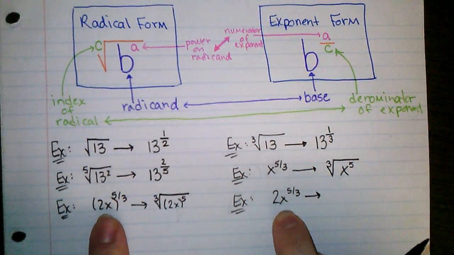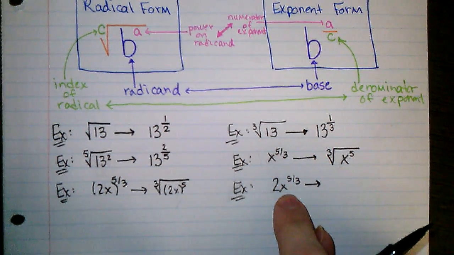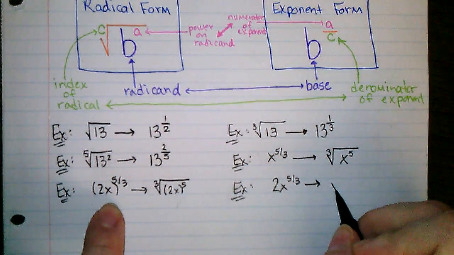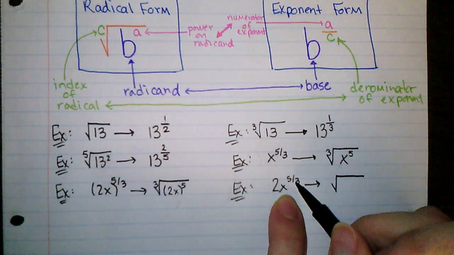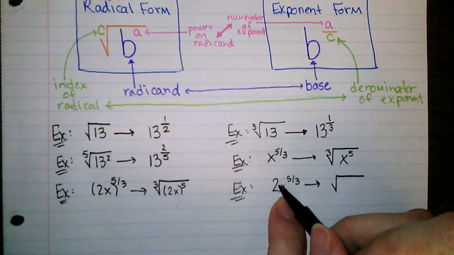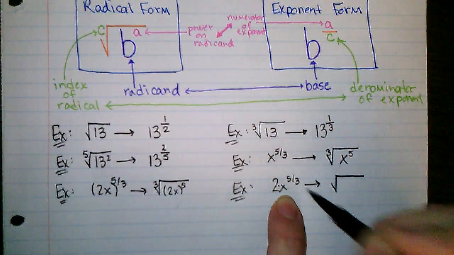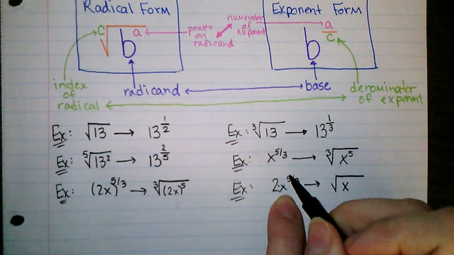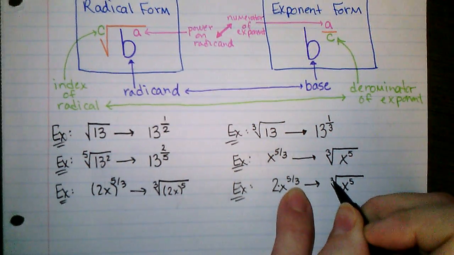Now this one looks similar, but different. This 5/3 power on the second problem over here is attached to the x, not to the parenthesis. So remember that the only thing that's going to become the radicand is whatever the exponent is directly attached to. So the 5/3 is attached to the x, but then it's multiplied by the 2, because if two things are sitting next to each other, they're multiplied. So 2 times x to the 5/3. So I'll put my x inside my radical. Remember, the numerator becomes the power on the radicand, and the denominator becomes the index of the radical.